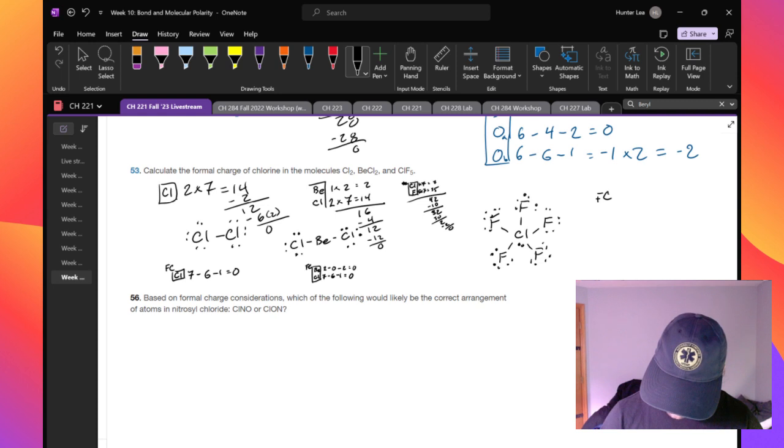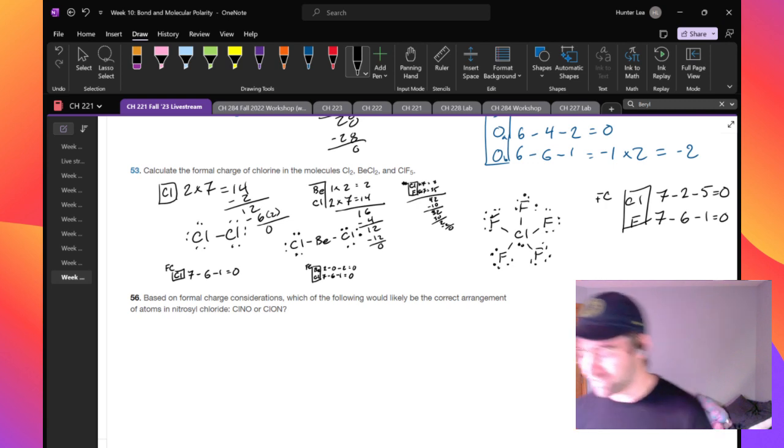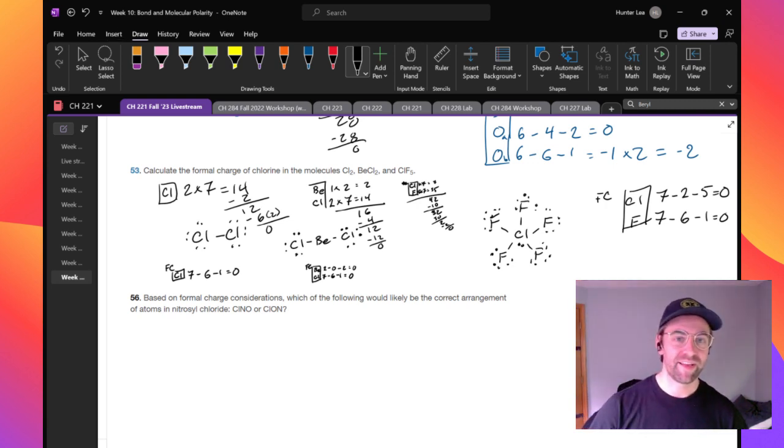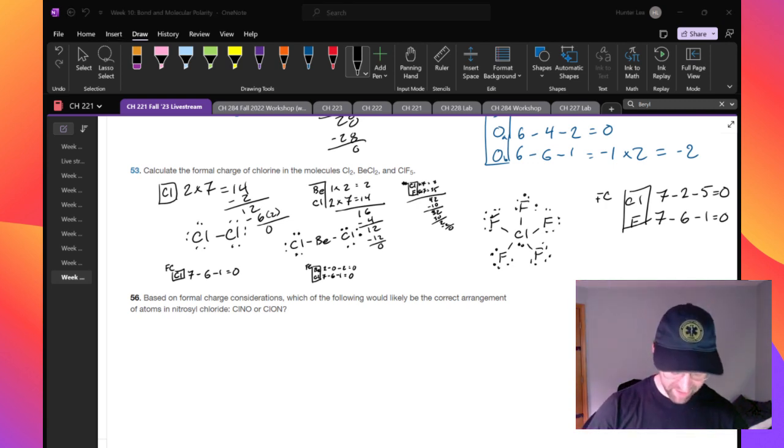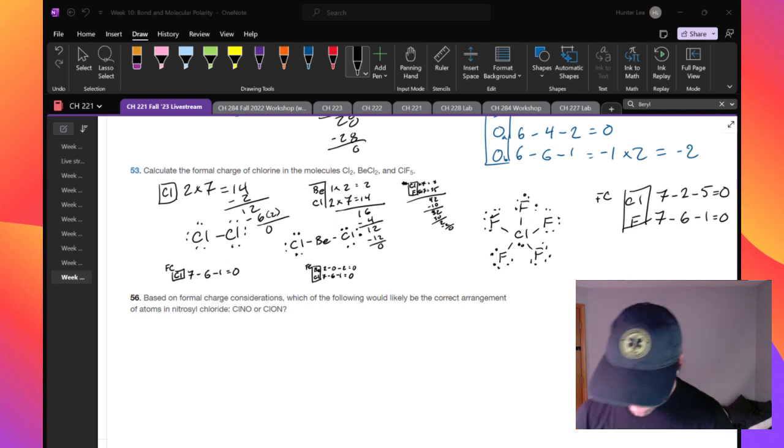Let's do our formal charges. We've got chlorine and fluorine. Chlorine, we started with 7. We have 2 lone electrons and 5 bonds. Gives us a formal charge of 0, amazing. Each fluorine has 6 lone electrons and 1 bond, giving us a formal charge of 0. And according to our answer key, that is a perfectly acceptable answer.